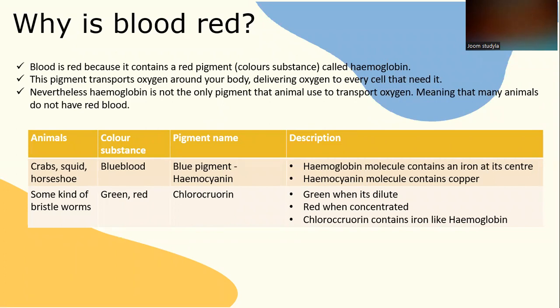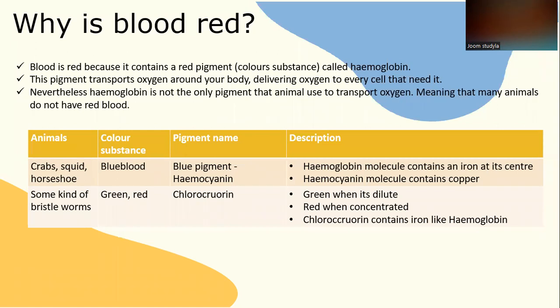Why is blood red? Blood is red because it contains a red pigment, a colored substance called hemoglobin. This pigment transports oxygen around your body, delivering oxygen to every cell that needs it. Nevertheless, hemoglobin is not the only pigment that animals use to transport oxygen, meaning that many animals do not have red blood, as shown in the table below.